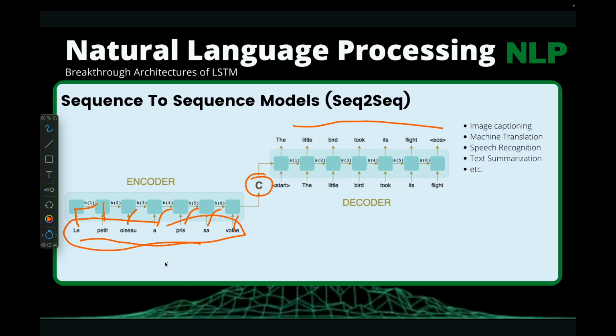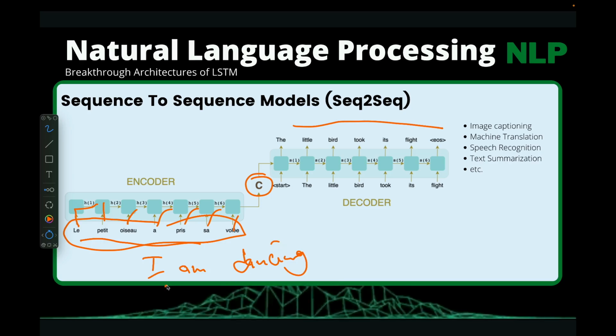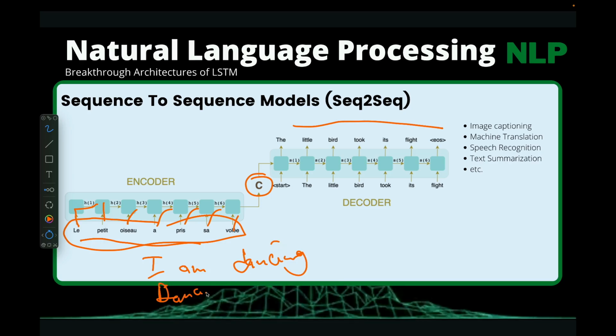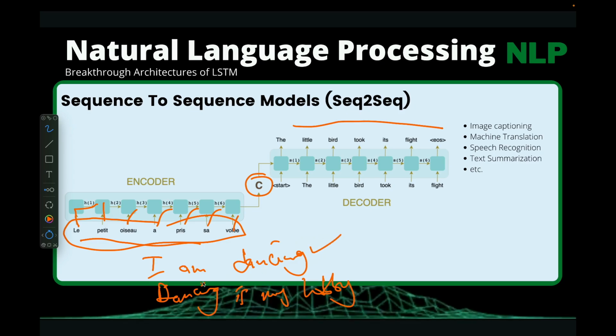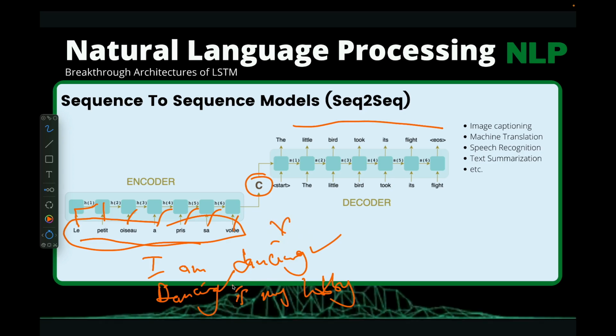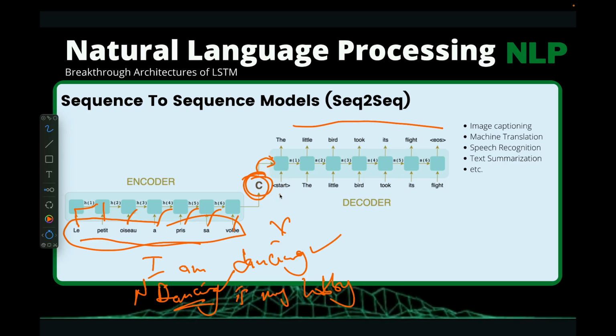Because if someone writes "I am dancing" and someone else writes "dancing is my hobby", in both cases we have the word dancing, but the context is different. In "I am dancing", it becomes a verb, but in "dancing is my hobby", dancing becomes a noun. So we have to get the entire context, so that we have the context vector, and that is what you give to the decoder. You have your start of string and then your end of string over here.